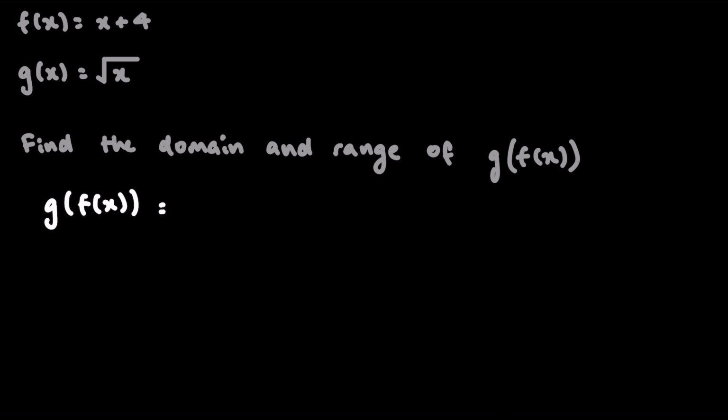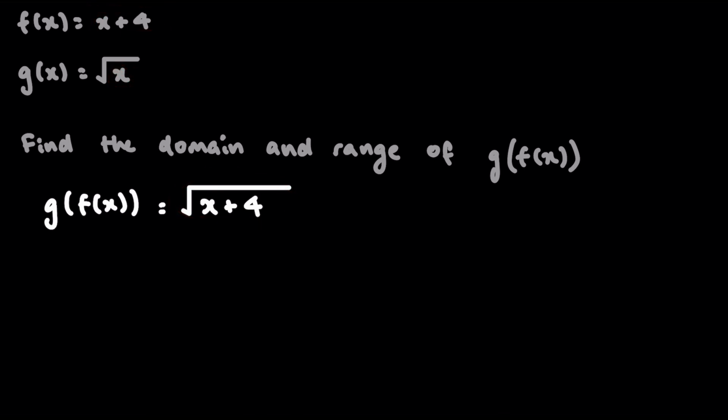So what I'm going to do is just substitute f of x into g of x. That's what g of f of x means. So this would be the same thing as the square root of x plus 4. And the way I work that out is we're literally just subbing in x plus 4 for x. So if I replace this x with x plus 4, I get g of f of x.